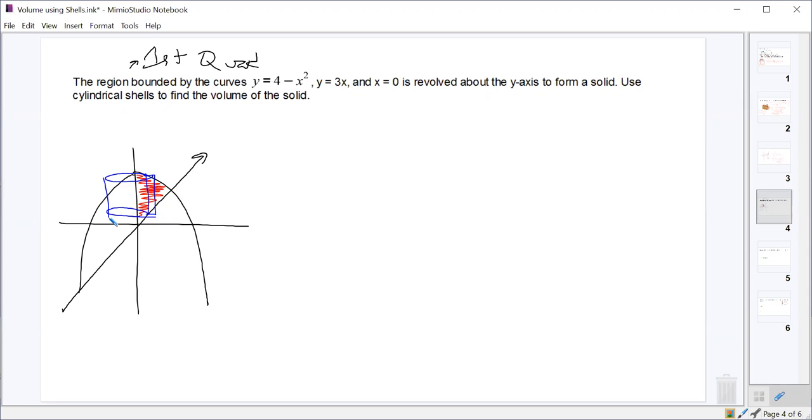Woo, exciting. All right. What is the radius? Actually, let's start with what is the thickness? Thickness is in the x direction. Yes, correct. So dx. It's very thin in the x direction. Thickness is dx. All right. Now, what is the radius? It's the distance from here to here. How far to the right did I go from the y-axis?